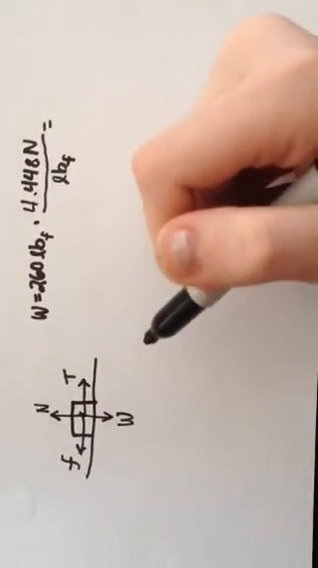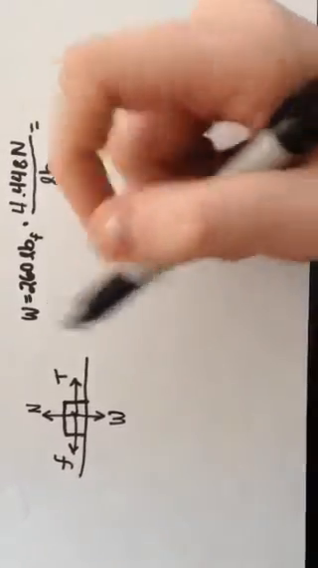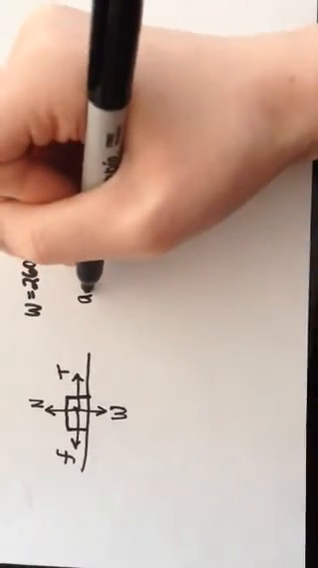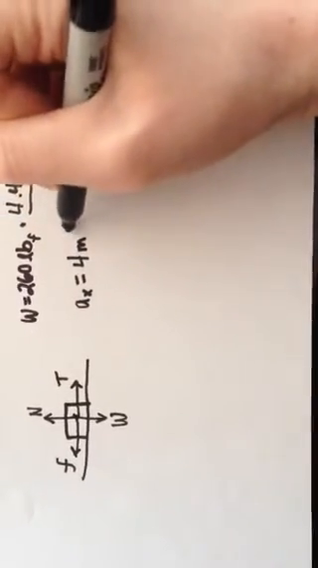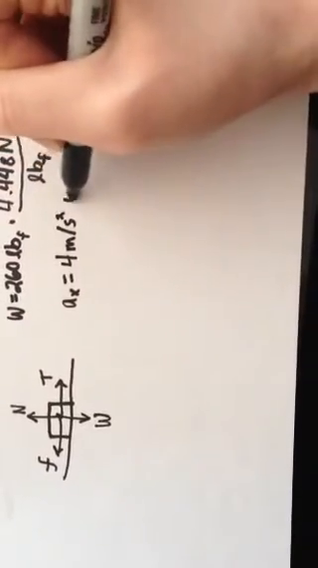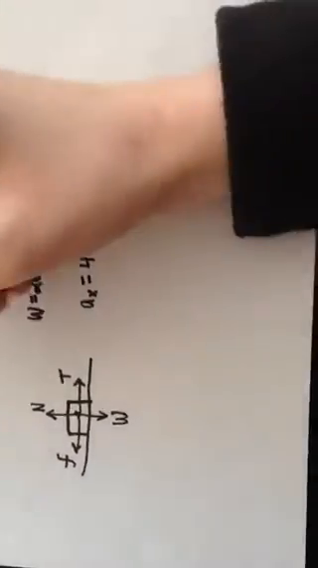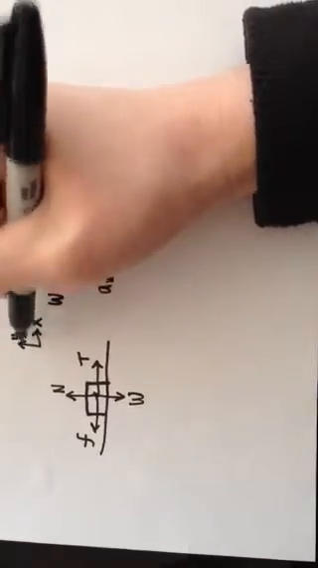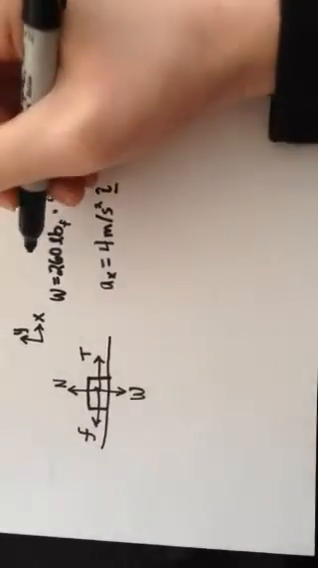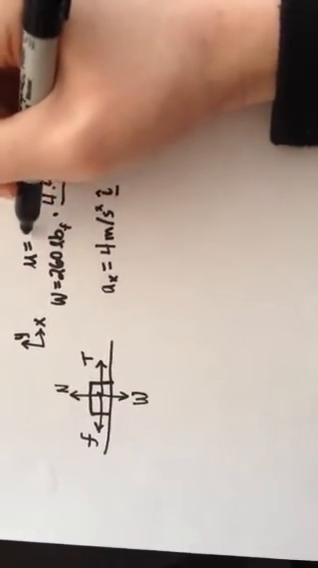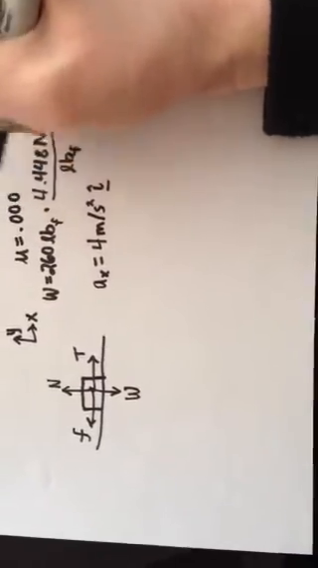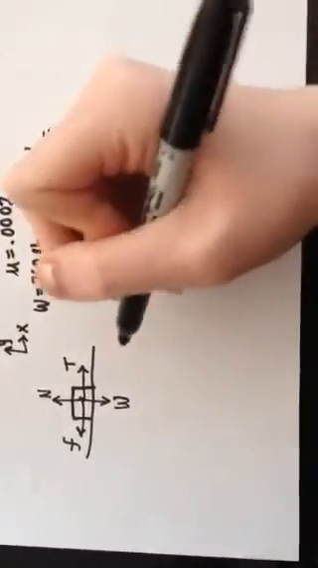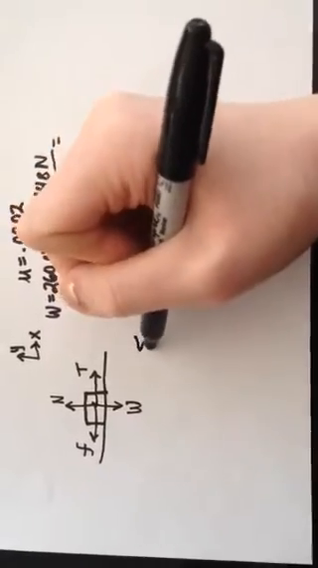But we're also given that the acceleration, I'm assuming in the x, well, yeah, okay, is 4 meters per second squared. That's in the x direction. Here we have our axis, x and y. Okay, and then we have the coefficient, the drag coefficient, or the coefficient of friction, is 0.0002.